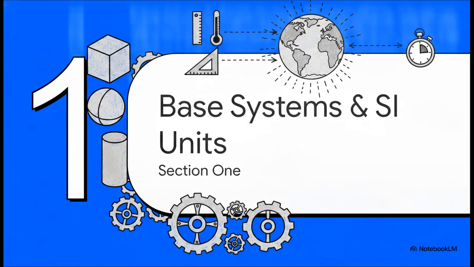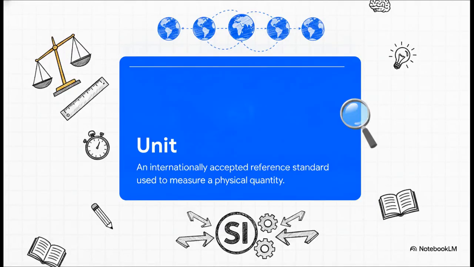Okay, kicking things off with Section 1, Base Systems and SI Units. So a unit is simply our internationally accepted standard. Let's be real, without units, numbers mean absolute nothing. Now, history gave us a whole bunch of systems. You might recognize the CGS system using centimeters and grams, the FPS system relying on feet and pounds, or the MKS system with meters and kilograms.